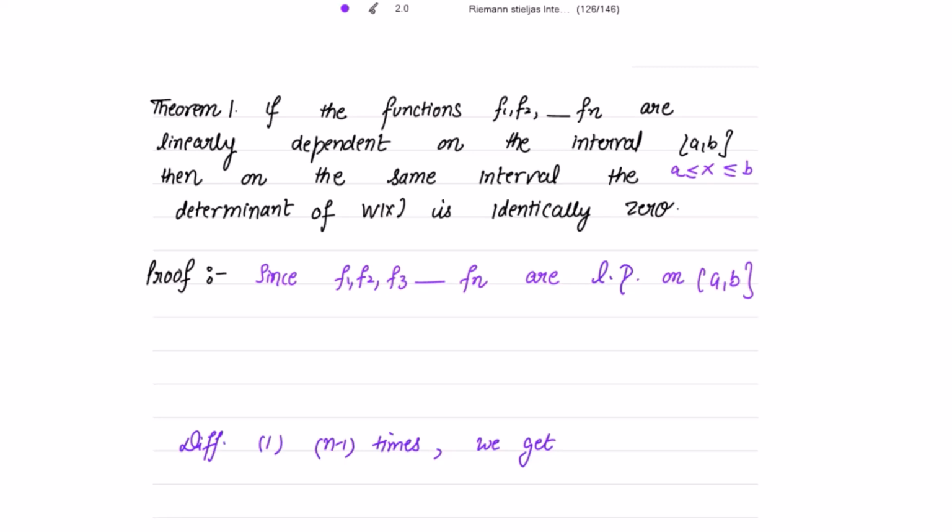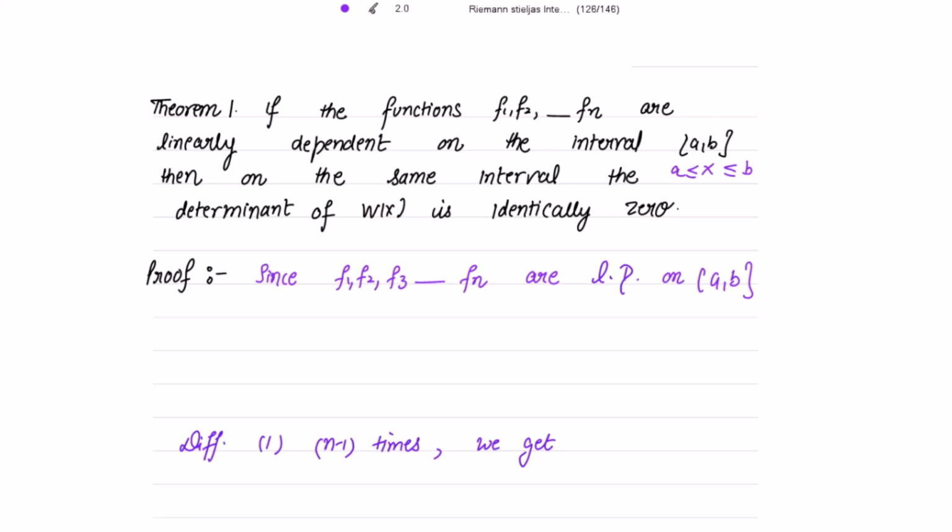Now the functions are linearly dependent. It is given to us that functions are linearly dependent, which means all the scalars are not 0. Then on the same interval, the determinant of the Wronskian of x is identically 0. We need to prove that the determinant of this Wronskian is 0, right?